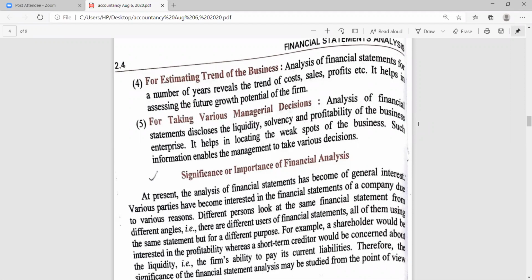Financial statement analysis has a lot of uses in taking various decisions, knowing the trend, and taking managerial decisions as well.